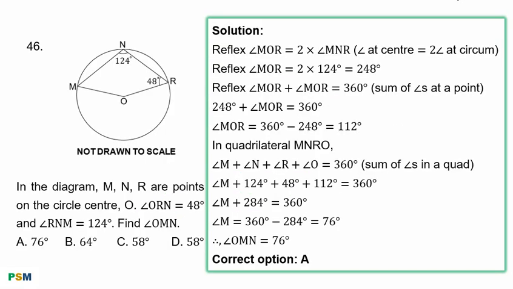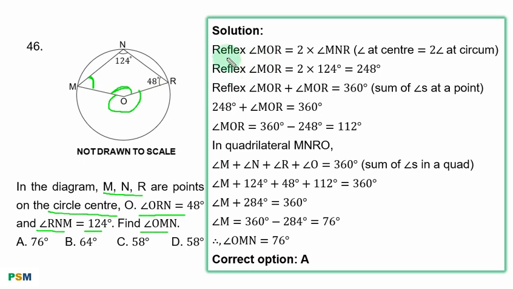Question 46. In the diagram, M, N are points on the circle center O. Angle ONM is equal to 48 degrees and angle MON is equal to 124 degrees. Find angle OMN, this angle. Before this angle is needed, and to get this angle we need the reflex angle.